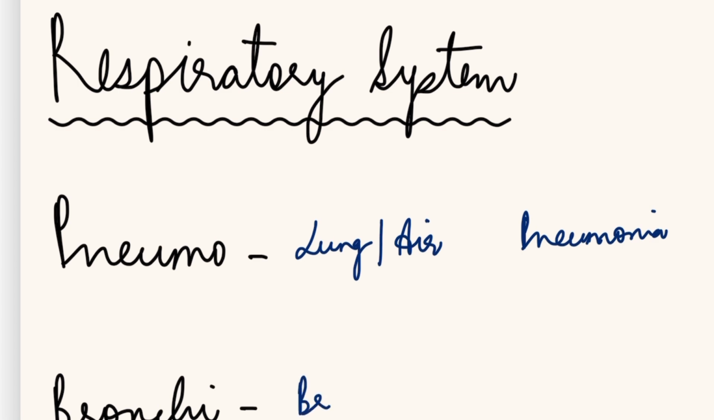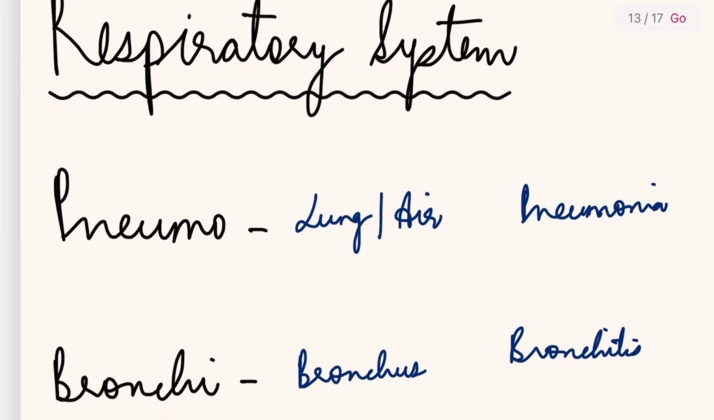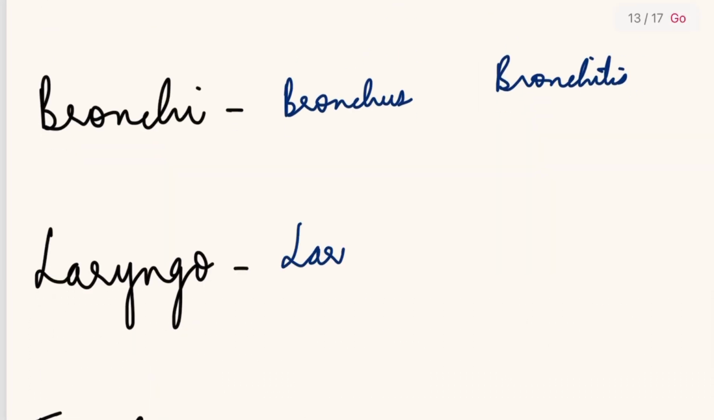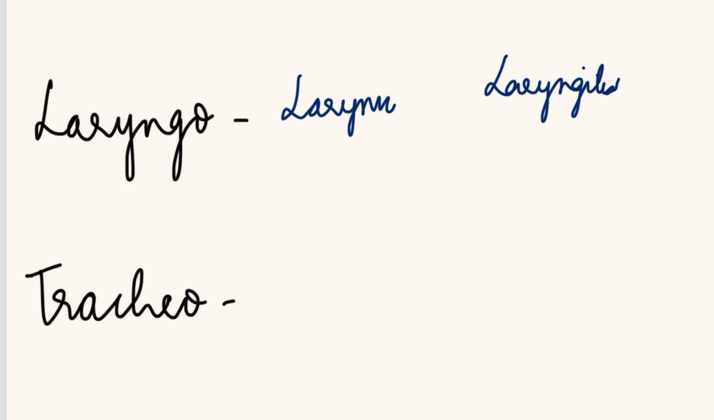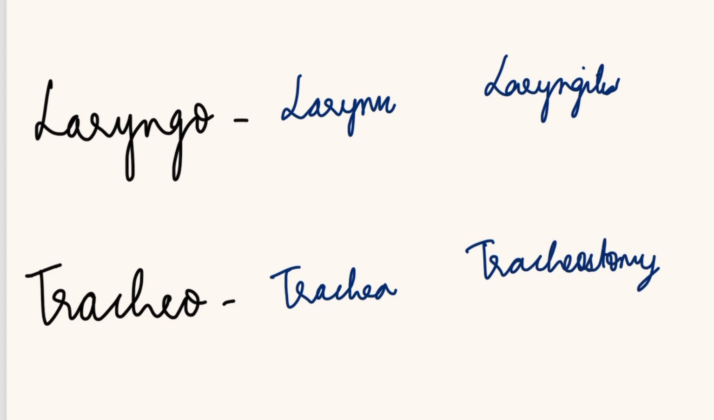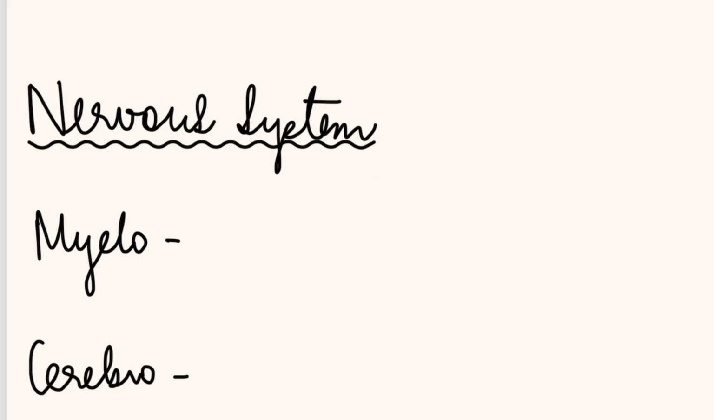Bronchi is bronchus, bronchitis. So I guess you already know the meaning of bronchitis by now. Laryngo is your larynx. Larynx is the voice box. Example, laryngitis. Again, I guess you can know the meaning. Then tracheo is trachea. Tracheostomy. So what does tracheostomy mean? Whenever tomy comes, it means a procedure has been done, a surgery. So tracheostomy is opening into the trachea.